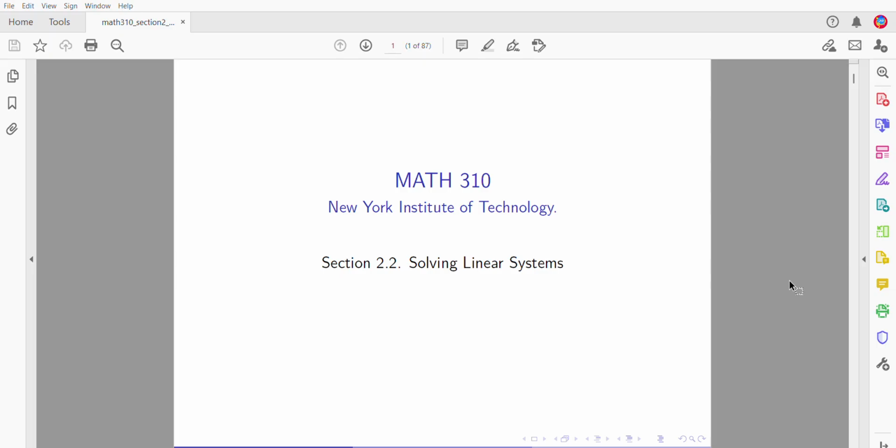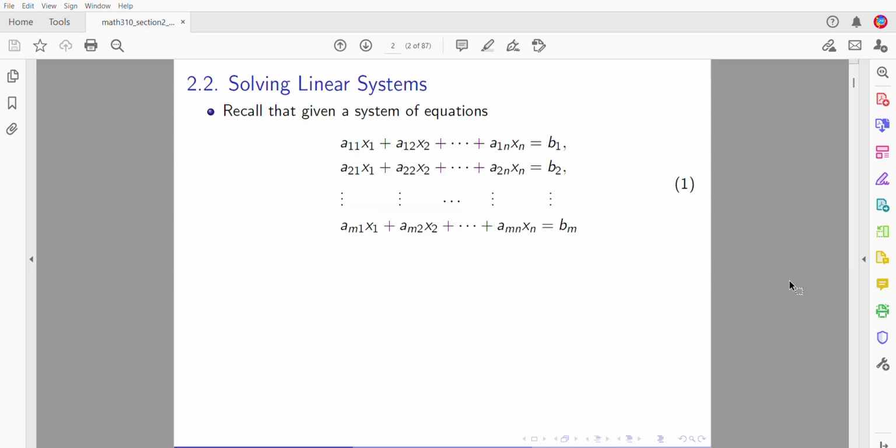Suppose you are given a system of linear equations: a11 x1, a12 x2, all the way until a1n xn equals b1. Likewise, a21 x1, a22 x2, all the way until b2, and so on. You have m equations in n variables. We know we can write this in the form of a matrix equation.